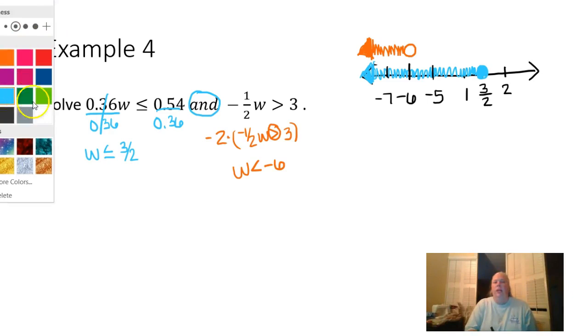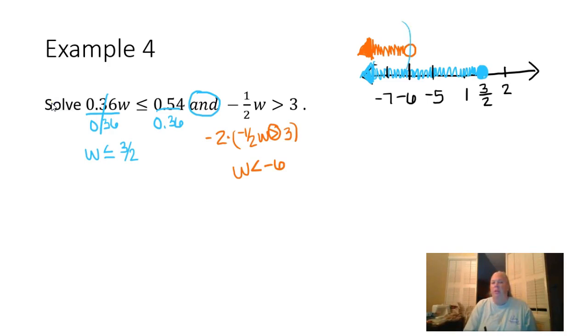Now our solution set, because this was an "and," is all the places where the graphs overlap. So back here, there's no graph at all. Then I get to the blue graph, blue graph, blue graph. Oh, when I get right here, I've got blue and orange graph. And I've got it for the rest of the time on the number line. So my overlapping area is going to be from here on.